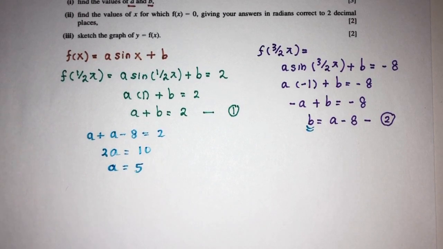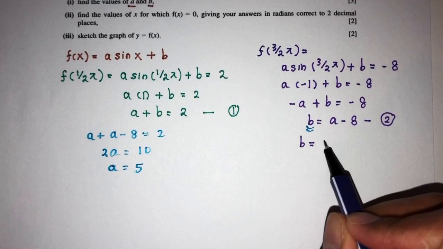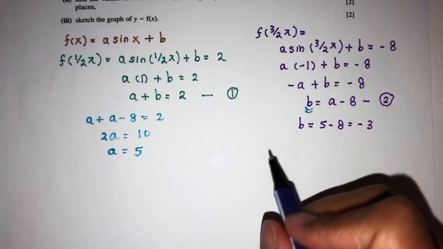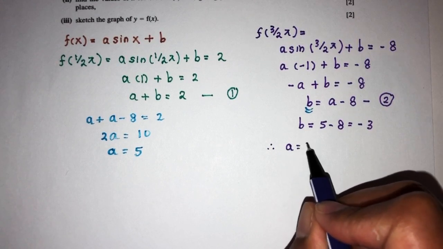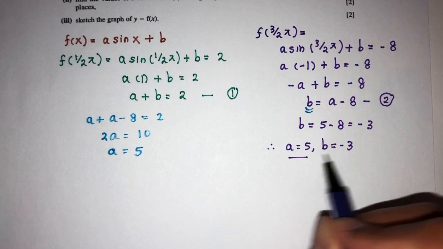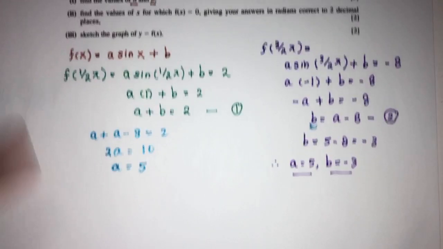That is my first value of a. Now replace this back in this one, you will have to find the value of b. So that will be 5 minus 8, that will be minus 3. So here we go. A will be 5 and b will be the value of minus 3. Okay, so these will be the two values that we need to find for this question.